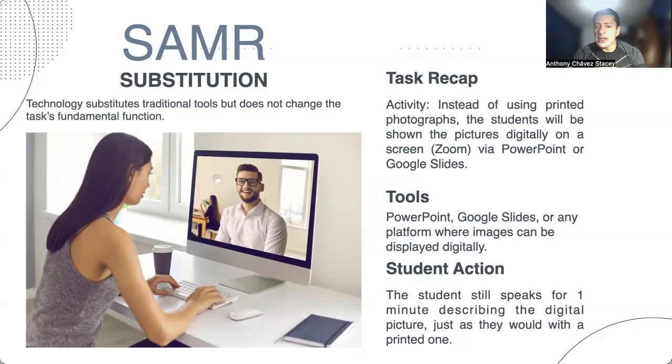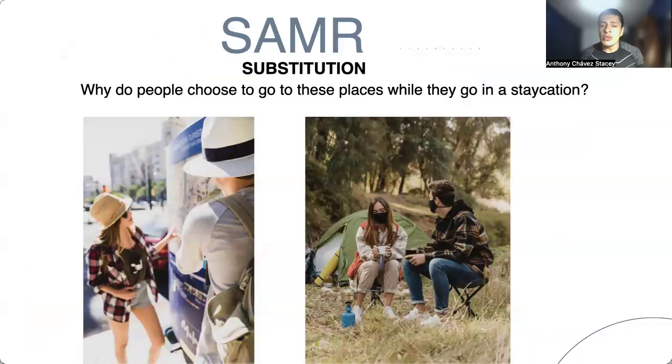printed one. So right here, as you can take a look over, it is the same thing that we do in a face-to-face class, but we're just using a platform such as Zoom to describe this picture. So now that we have this in mind, the activity hasn't changed that much. These will be some of the pictures, and the topic will be staycations. So why do people choose to go to these places? Will they go on a vacation? So the students will take a look over this picture and will come up with their own answers. They can even make them up.